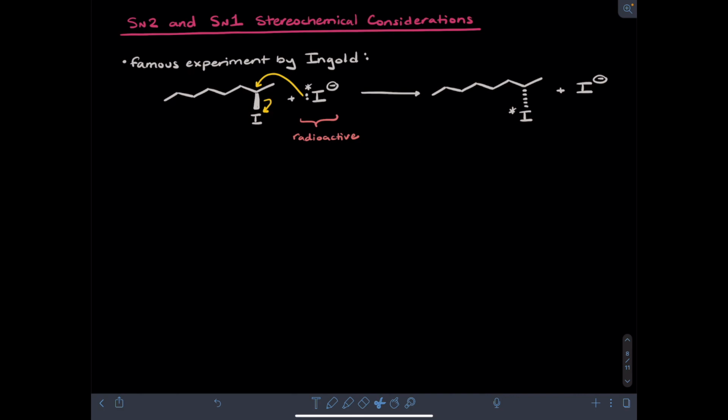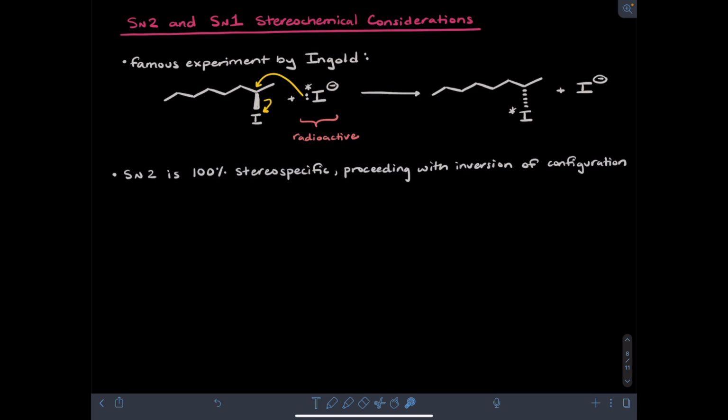This reaction was observed to go by an SN2 mechanism and give an inversion of stereochemistry, meaning that the radioactive iodide that was added exclusively as a dash, given that the original iodide was a wedge in this molecule. It's generally observed that SN2 reactions are completely stereospecific, proceeding with this inversion of configuration. And stereospecific refers to the fact that the stereochemistry of the product is controlled by the stereochemistry of the reactant.